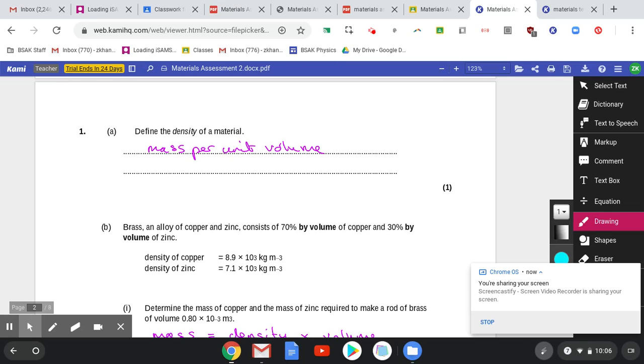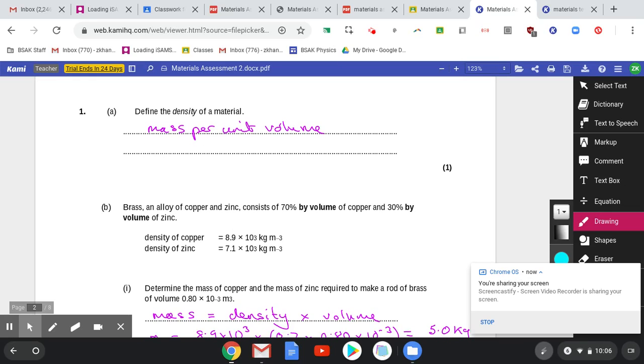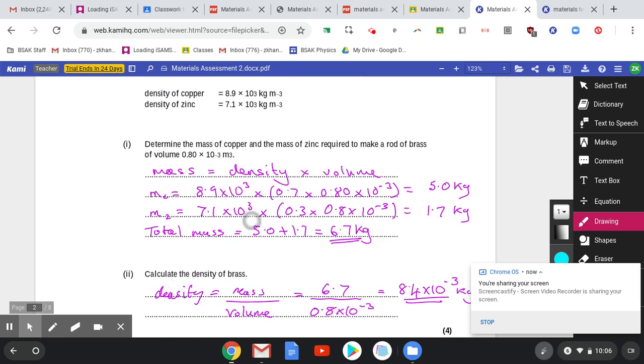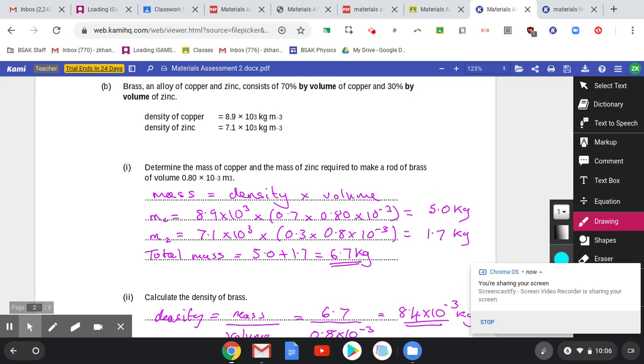Right, materials assessment 2, definition of density, mass per unit volume. Part B, you are asked to work out the combined mass to make the rod of brass of volume 0.8 times 10 to the minus 3.